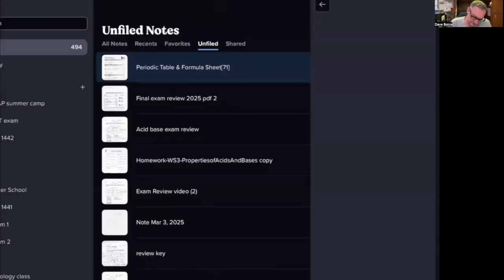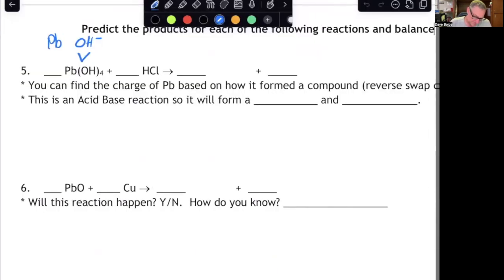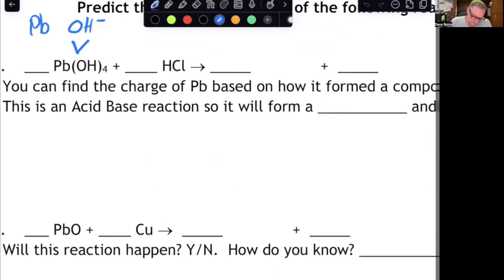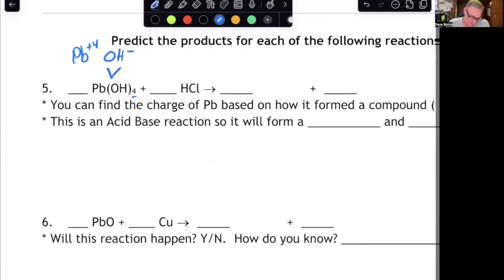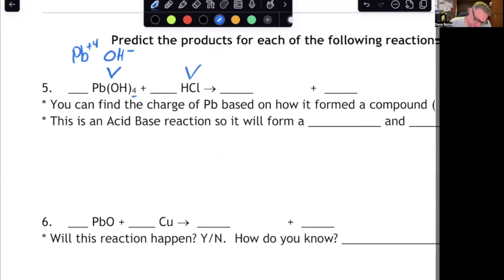So that one I do know. And I know that I had to use 4 -1 charges. So therefore, this Pb must have been a +4. So this is lead 4 hydroxide. Hydrogen and chlorine, a little more straightforward. H plus and Cl minus. These are charges from the periodic table. So hopefully you know how to find those pretty easily.